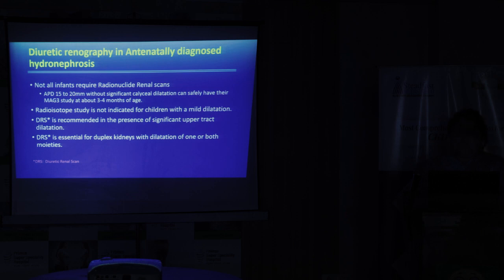Now, most of the times we do these diuretic renographies in children. So very few adults actually come for diuretic renography, except for those who are renal transplant donors or something like that. So normally it is the children who come to us for diuretic renography, and many of them are the ones who are antenatally diagnosed with hydronephrosis. Now, does every child who has been antenatally diagnosed with hydronephrosis need a radionuclide scan?